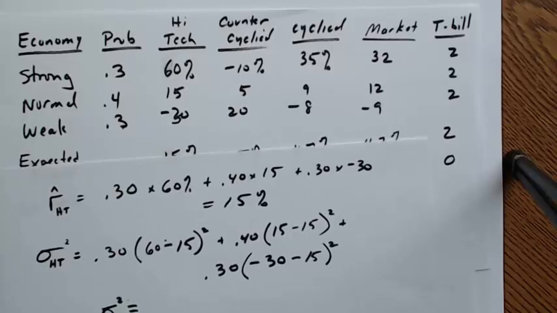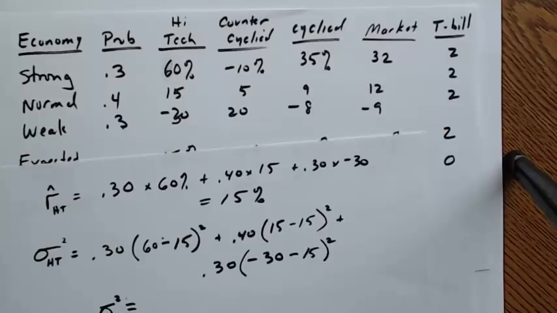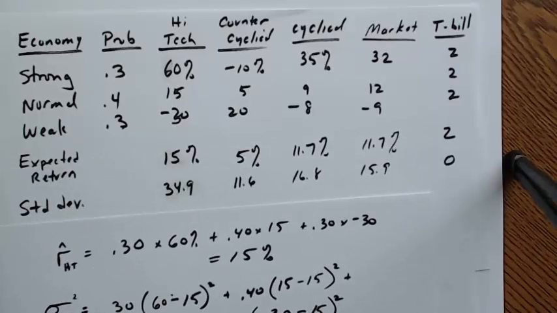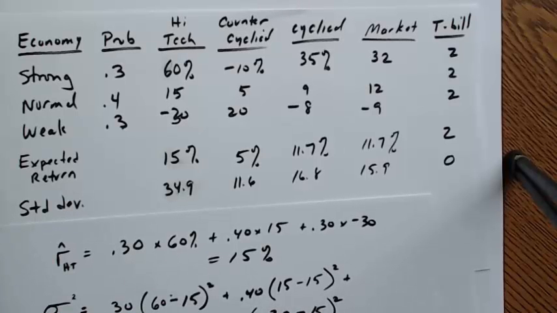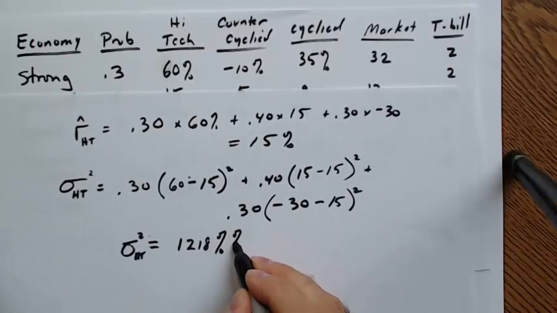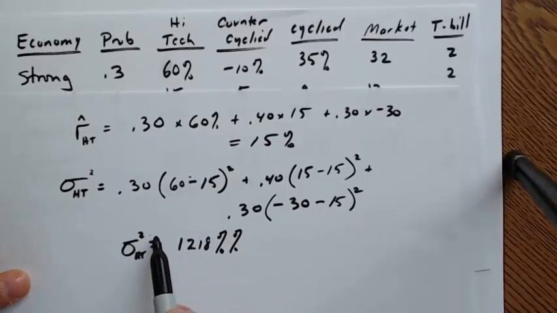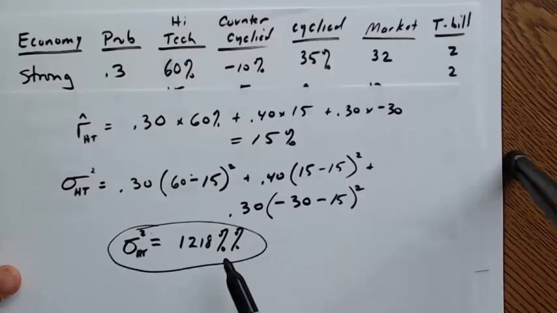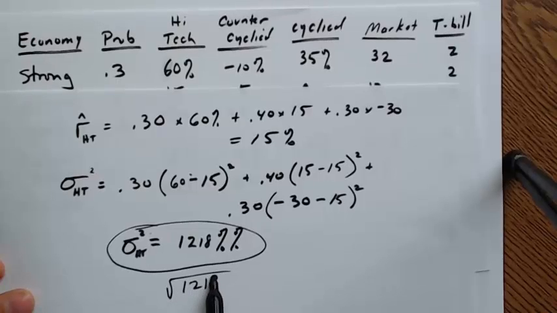And the sigma for high tech, I got it right here. It'll be 1218. But the thing is, that's 1218 in returns squared, which basically means this is the variance of high-tech stock returns. It doesn't have a good intuitive feel, although we will use variance from time to time in this course. What we really want to do is take the square root and get it back into original units.